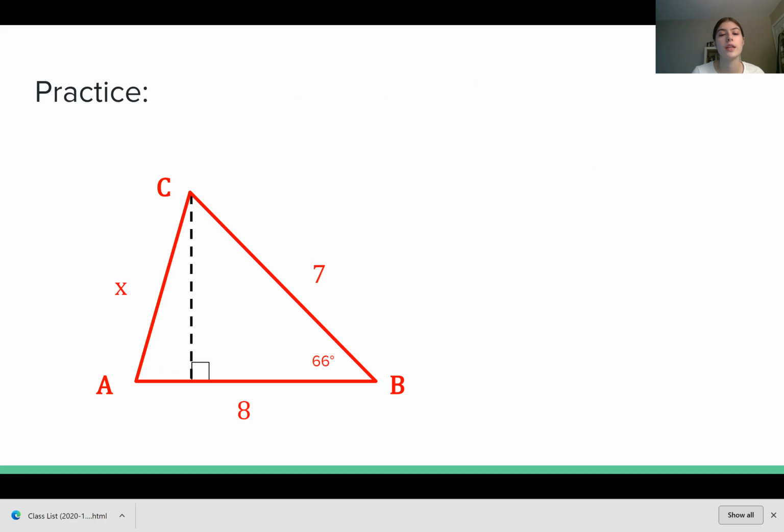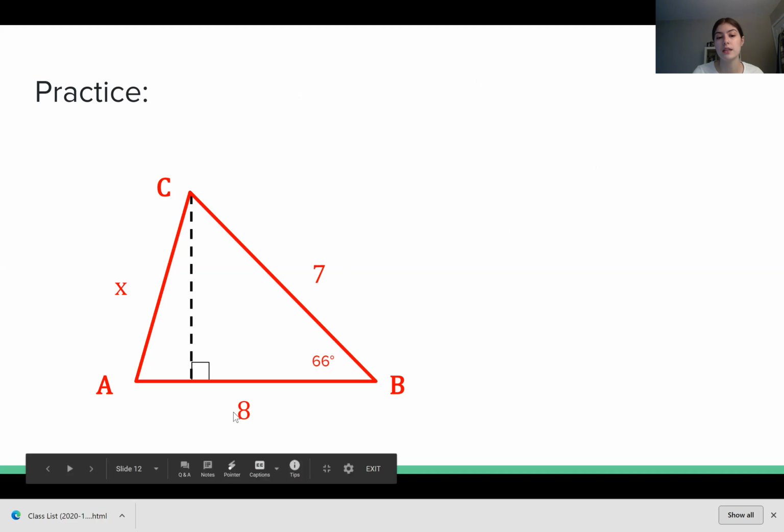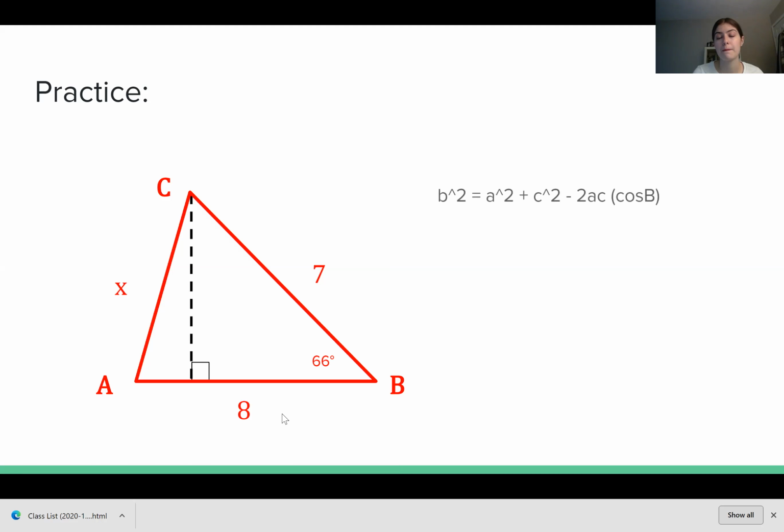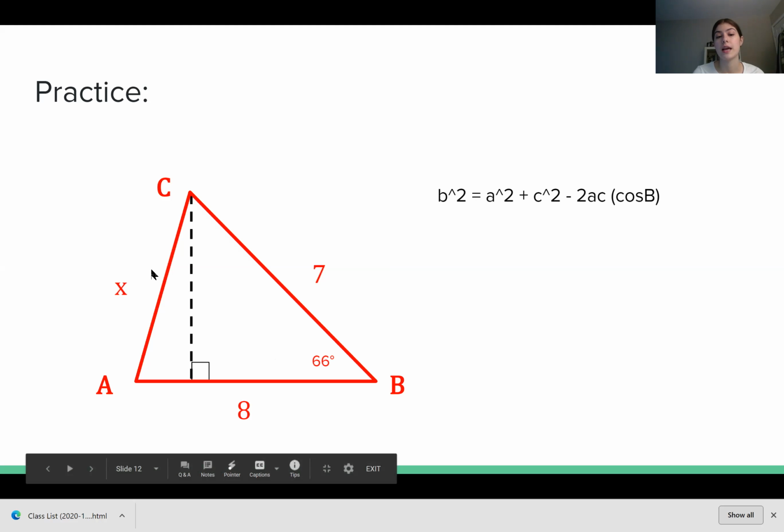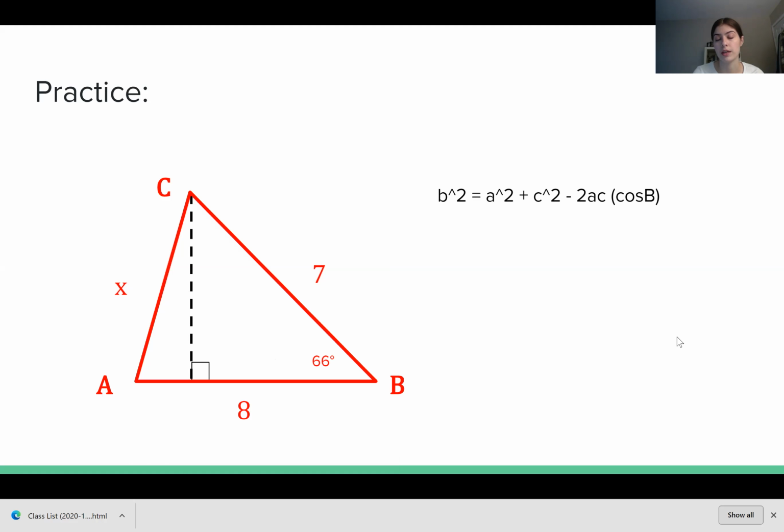So let's say we're given, again, triangle ABC. We're given angle B this time, and it's 66 degrees. We're going to be solving for side B, and we're given that side A is 7, side C is 8, and we have side, angle, side. Because we're solving for side B, which is opposite of angle B, we're going to be using this formula right here: B squared equals A squared plus C squared minus 2AC cosine B. And then we just plug in our numbers.